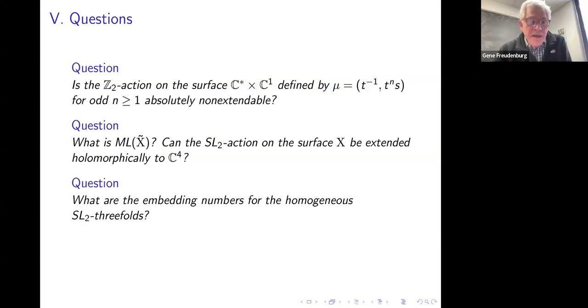Third question, what are the embedding numbers for these homogeneous SL2 threefolds? I've given minimal presentations, which maybe takes us a little closer to the embedding numbers, but it's not there. For example, for the Z3 action, you have this embedded in C4, and so that clearly is the embedding number for that particular case, but in general, I don't know what these are.